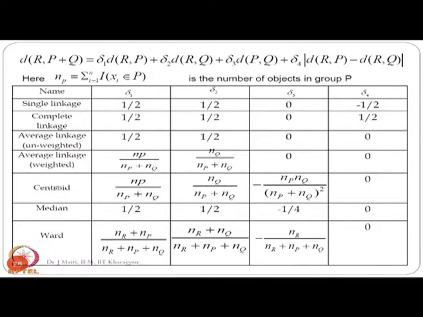And similarly, if you want to use centroid linkage, this NP by NP plus NQ, this one is N subscript P. Then NQ by NP plus NQ, like NPQ, these are the values for this one. Okay. So similarly, Ward linkage you can find out. If anyone is interested to program it, then this is a very good formula, and just by changing the delta and all these values, you will be able to get the clusters using all the joining algorithms for hierarchical clustering.